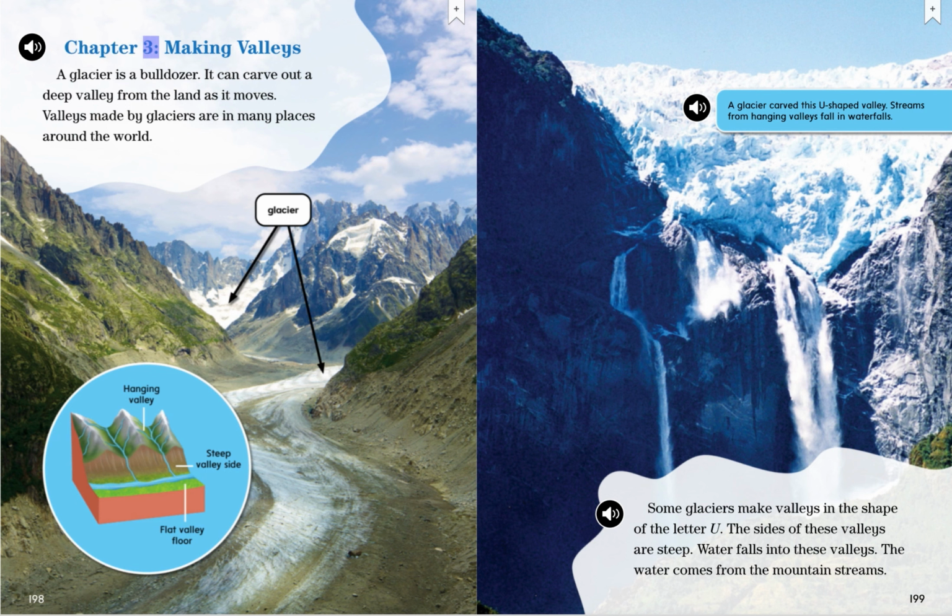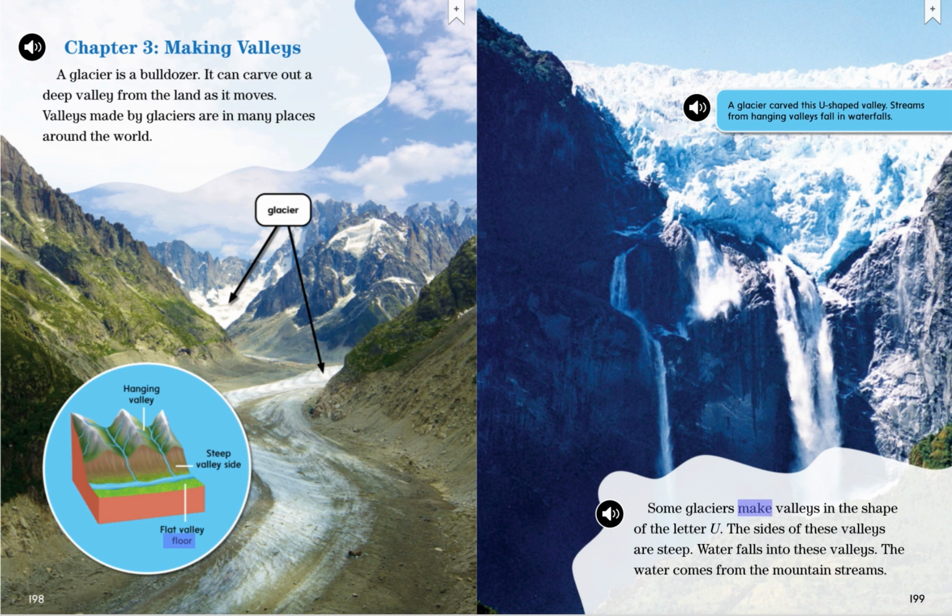Chapter 3: Making Valleys. A glacier is a bulldozer. It can carve out a deep valley from the land as it moves. Valleys made by glaciers are in many places around the world. Glacier, hanging valley, steep valley side, flat valley floor. A glacier carved this U-shaped valley. Streams from hanging valleys fall in waterfalls.